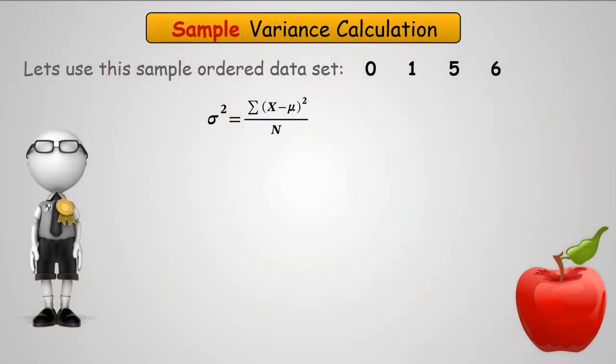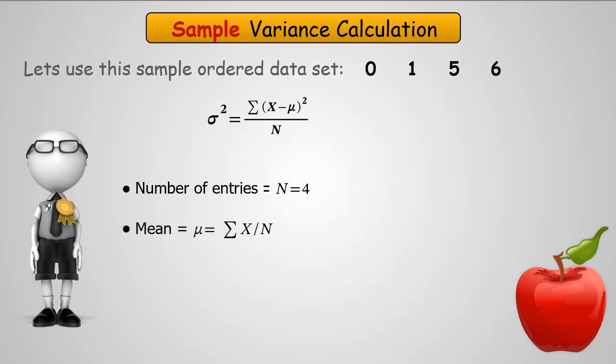So let's use a simple example to show how this is calculated. I've got the values of 0, 1, 5, and 6. And for my formula, we assume that this is a population. So it's going to be the sum of the squares from the distance divided by n, which is going to be 4. So the number of entries I have, n equals 4. The mean is going to be equal to the sum of x divided by n. And then the deviation sum of the squares is going to be the sum of x minus the mean, squared.